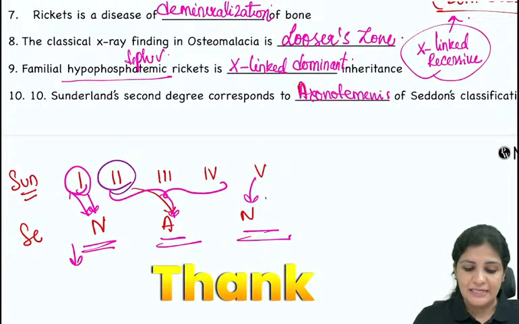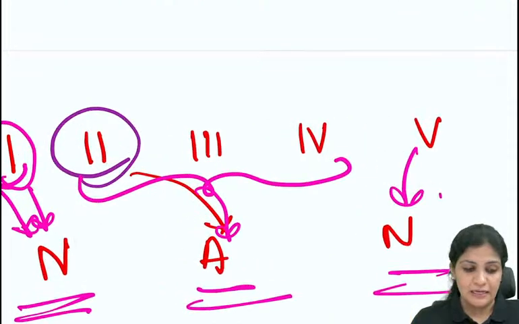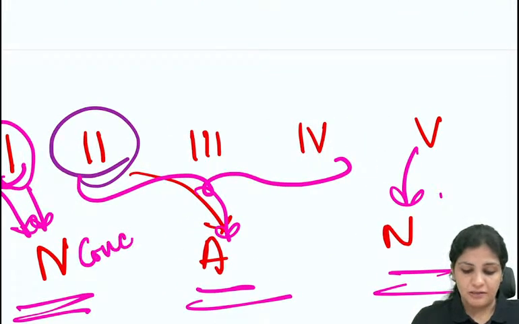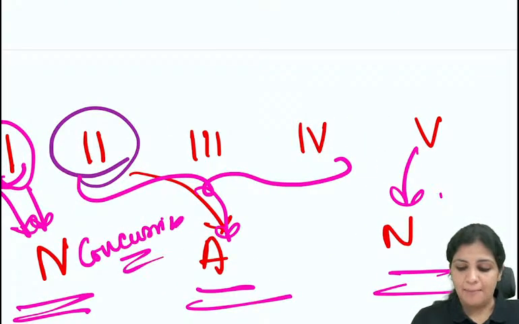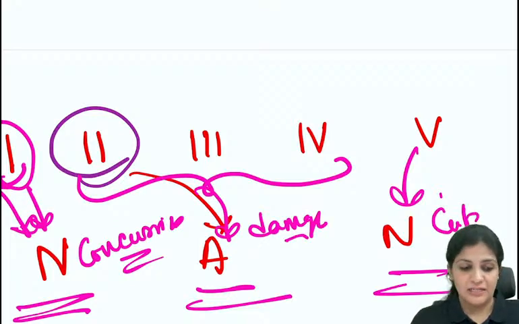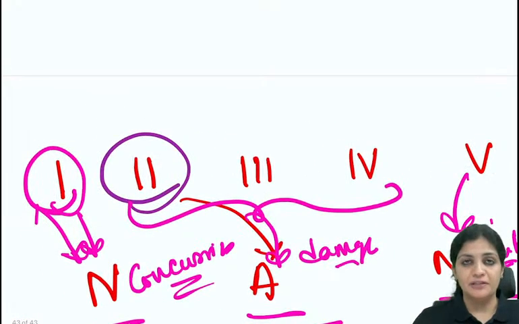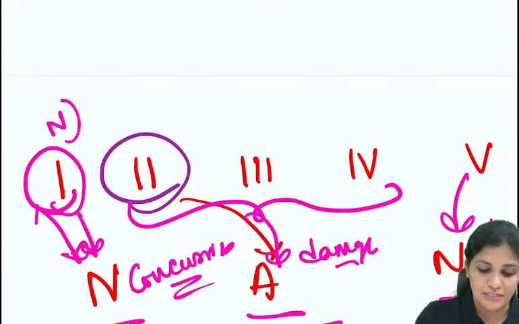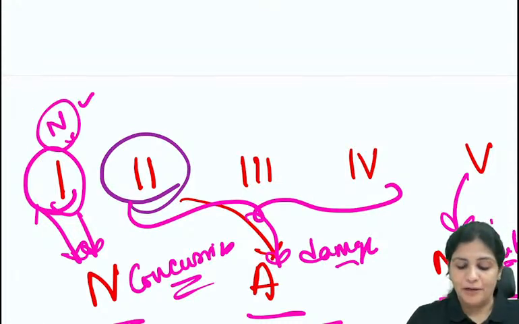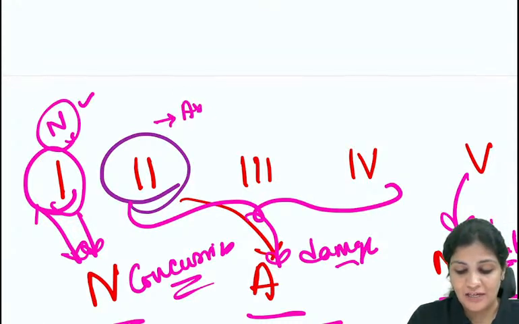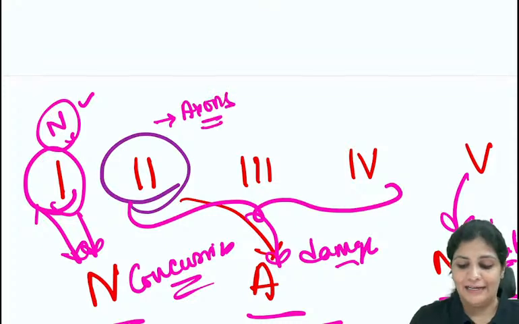That means this is just a concussion. There is no damage. This is damage, and this is cut. Directly the nerve is cut. But Sunderland has given further modification. So he has told this is concussion. One is one, but two is just damage to the axons, but all the layers are intact.